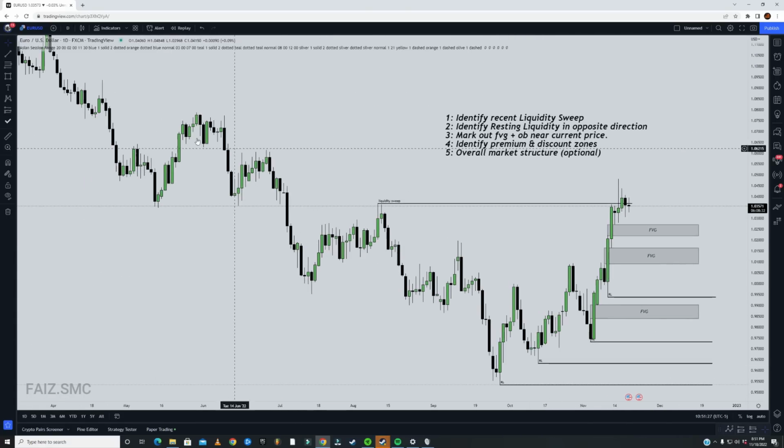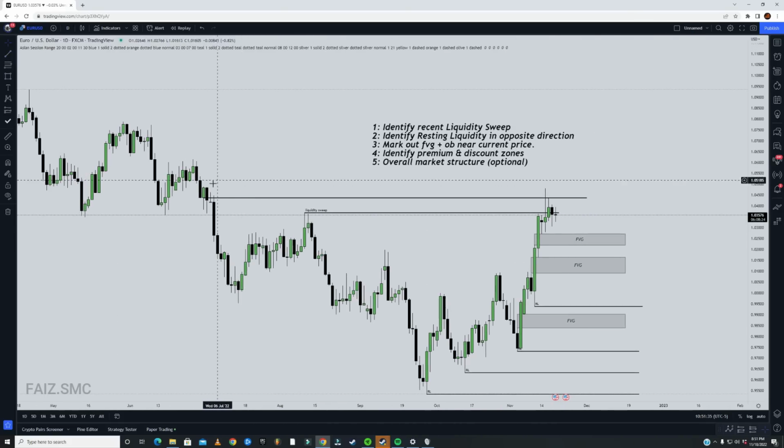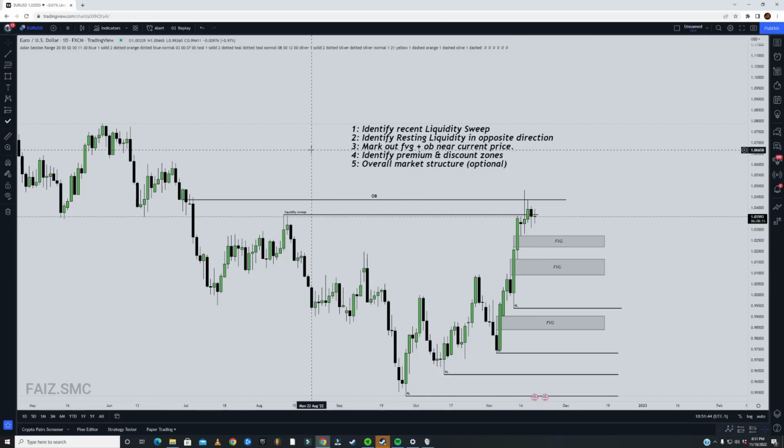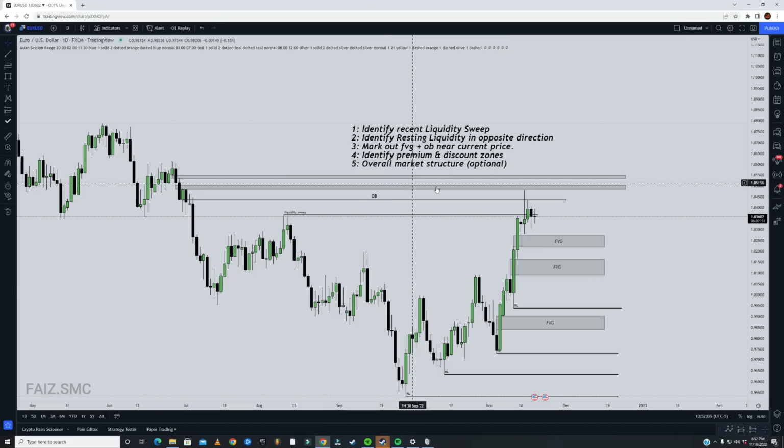And if we look at here, you can see that currently we are reacting off this order block here, this green candle. So I'm going to mark this out, OB, right? There you go. So we have this order block here, and as you can see, price is currently reacting off this level here as well. And then we have this tiny little fair value gap here, right? And we also got a fair value gap here. It's always nice to mark these things out, guys, because it's going to help you.